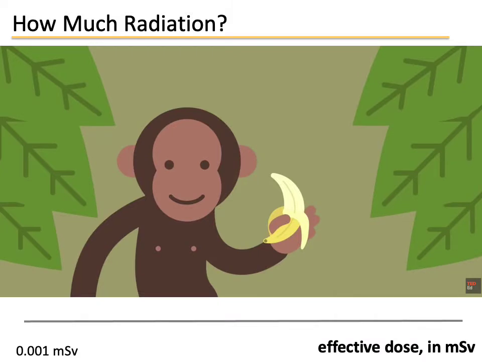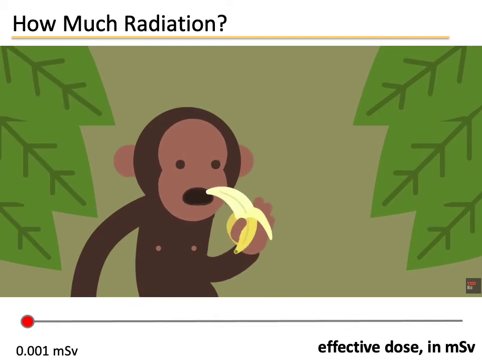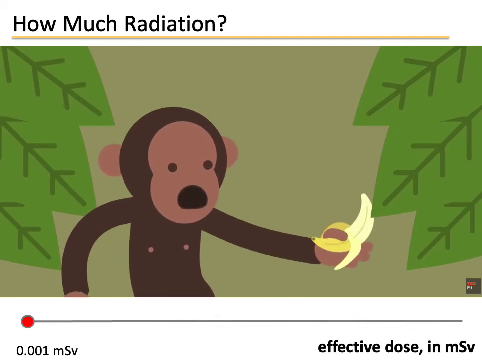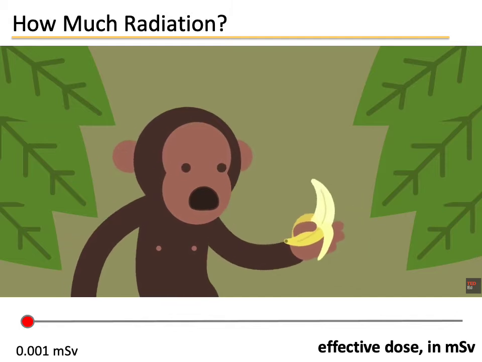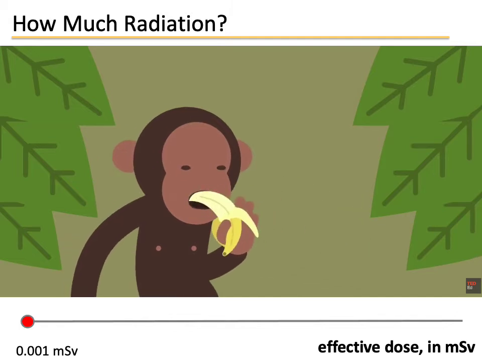Before we start talking about radiation risk, it's useful to have a sense of how much radiation we're exposed to from various sources. Most of our food is naturally radioactive. Bananas contain small amounts of radioactive potassium. It's a small amount, about 0.001 millisieverts, so you'd have to eat a lot of bananas before the radiation posed any health risk. And well before that, you'd probably be pretty uncomfortable.